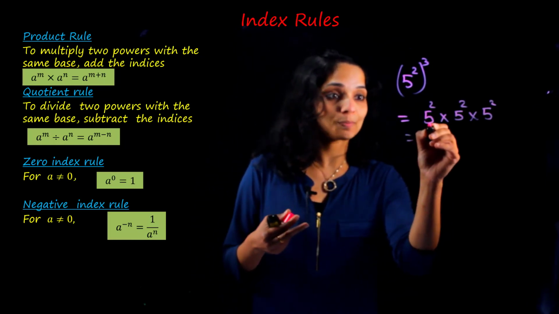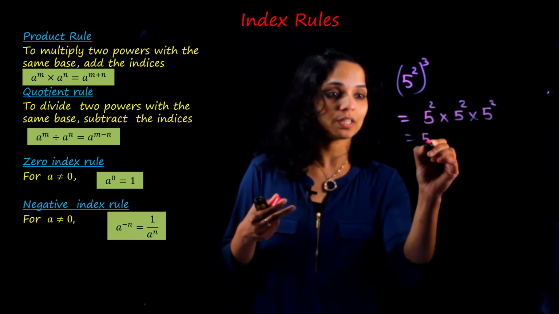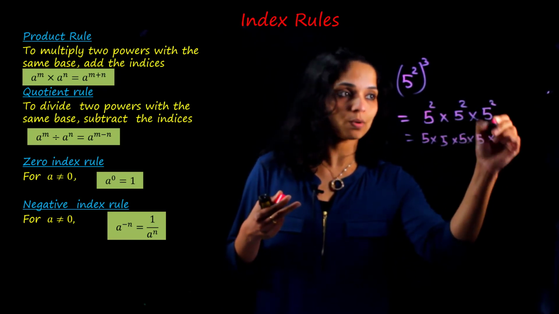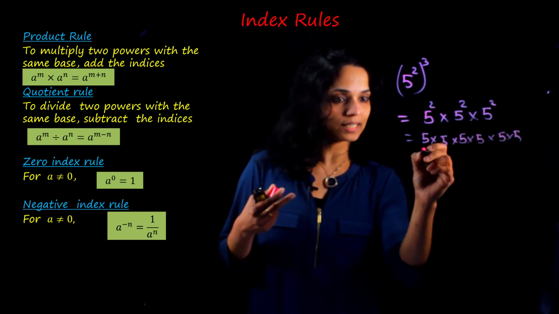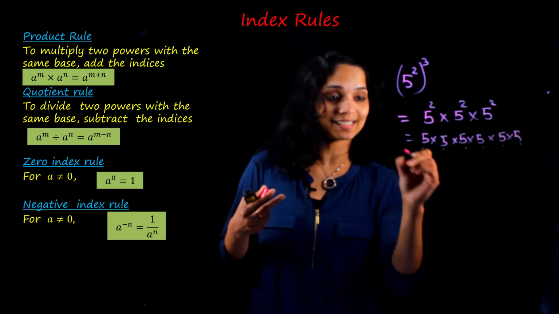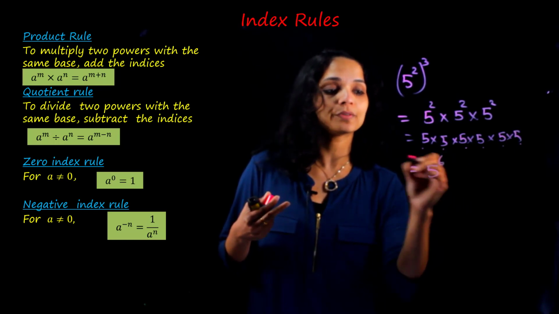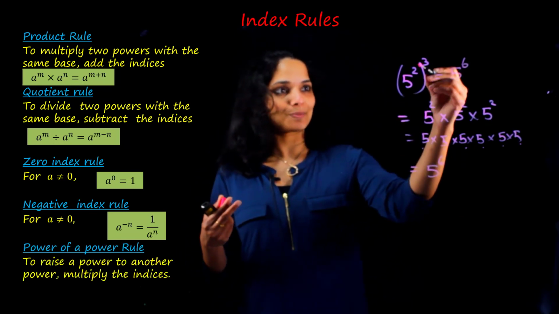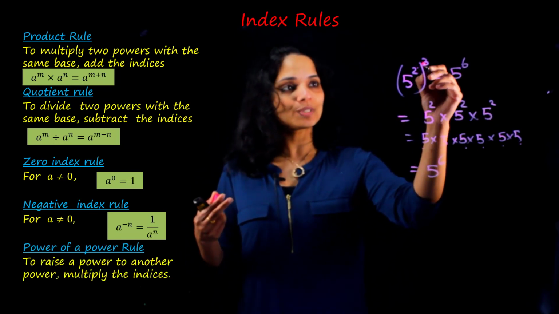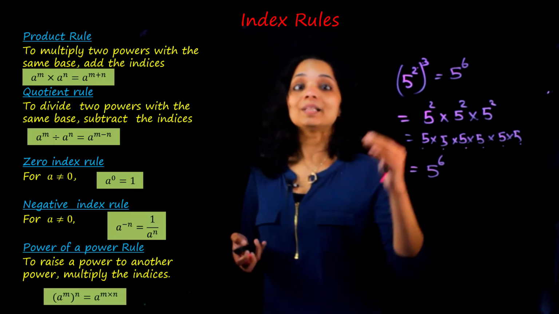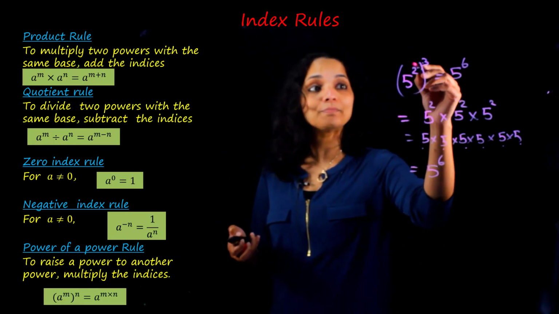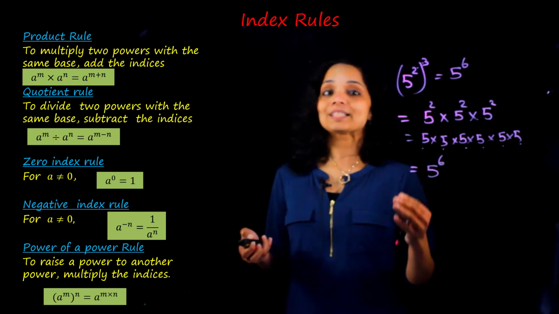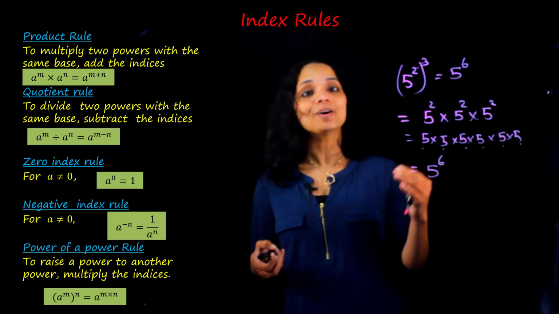Now we can expand each one. 5 to the power 2 is 5 times 5. This is again 5 times 5, and this is also 5 times 5. How many 5s do we end up with? 1, 2, 3, 4, 5, 6. That's nothing but 5 to the power 6. Look carefully at the exponents. How can you get 6 here? That's 2 times 3. So to find the power of a power, you simply need to multiply the powers together. To raise a power to another power, multiply the indices, which is known as the power of a power rule.